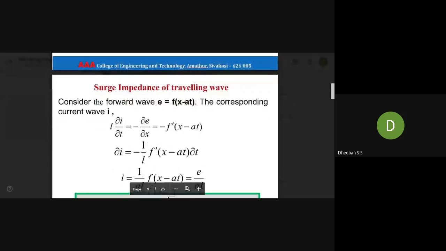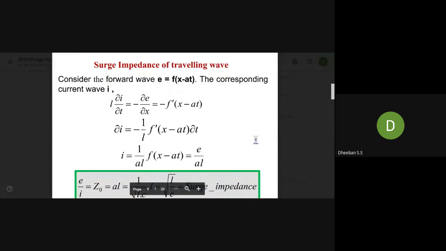And next is the surge impedance. This you already know. Surge impedance, as you already know, is equal to root of L by C. In the transmission line, it is root of small l by small c.